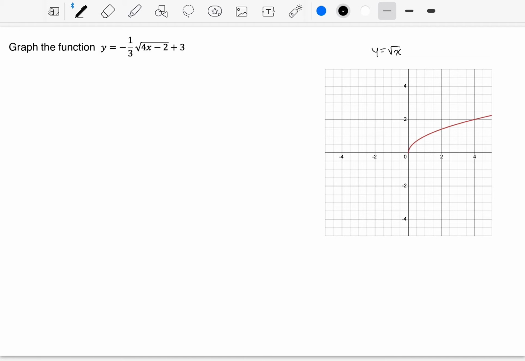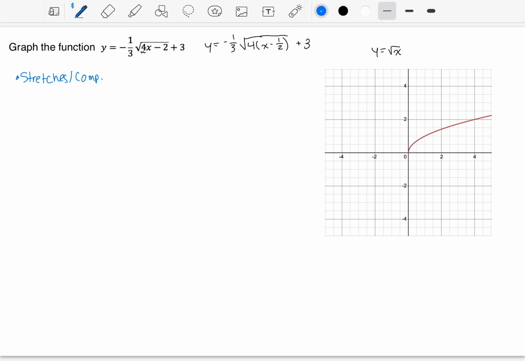The next thing we can do is take this 4 and factor it out. And what that will do is it'll make our transformations a little bit easier to visualize. Next, with transformations, we always want to follow the same order. So we want to start with stretches and compressions, then reflections, and finally translations. So first, we're going to look at these stretches and compressions.